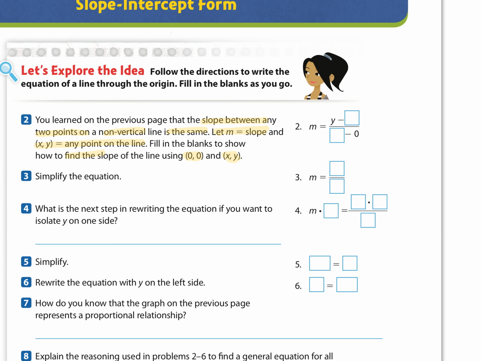So now, we are going to label our point in the bottom, and we are going to call the first one 0, 0. This is going to be x1 and y1.